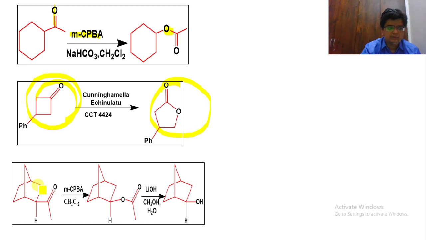Now let us understand one of the bicyclic compounds. Suppose we have this type of bicyclic compound, here we have C double bond O and a CH3 group. Now when it is reacted with metachloroperbenzoic acid, the oxygen will be inserted over here. Now when I react it with lithium hydroxide, this linkage will be broken down. Here we have H plus and here we have OH minus. So that is CH3 C double bond OH, that is acetic acid, as the byproduct.